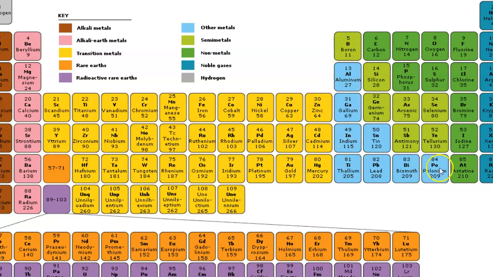Aluminum through polonium makes this kind of L of other metals, and then carbon through astatine kind of fills out the non-metals. And all the way over here on the very right-hand side are your noble gases. Hydrogen's way up here. It's in its own category because it's kind of neither metal nor non-metal.